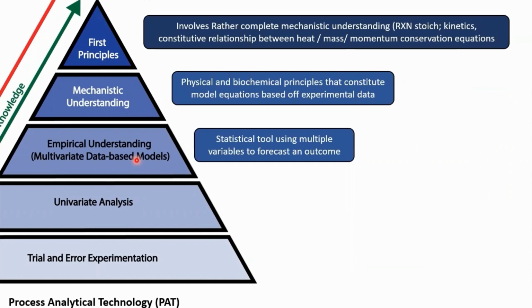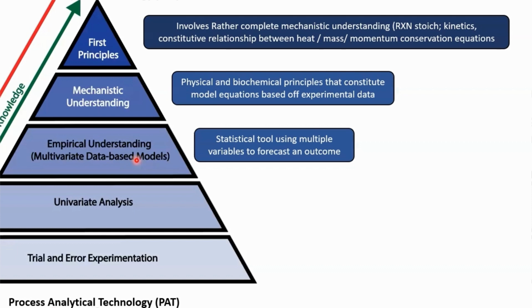Moving up, we have what we call mechanistic understanding, which is physical and biochemical principles that constitute the model-based equations based off experimental data. So this is still a black box approach, but with a little bit more understanding of some of the reactions that are taking place. And to move to the top of this hierarchy, we have what we call first principles. And this is a rather complete mechanistic understanding where we're putting together the reaction stoichiometries, the kinetics, and the relationships between the heat, mass, momentum conservation equations.